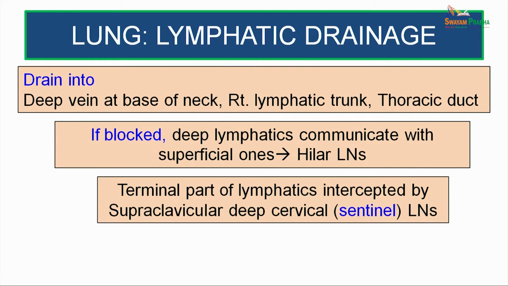If the deep lymphatics are blocked, they may communicate through alternate channels with the superficial ones and drain into the hilar lymph nodes. The terminal part of the lymphatics is intercepted by the supraclavicular deep cervical lymph nodes, which act as the sentinel nodes.